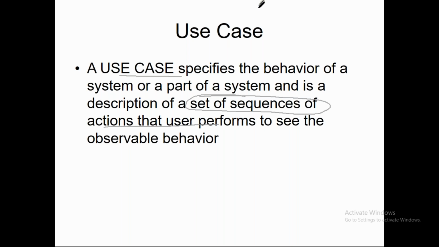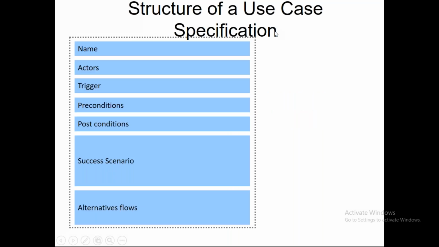When we talk about a use case, as I mentioned, it has a particular format or template. If you look here, you have the name, the actors, the trigger, the precondition, the postcondition, the success scenario, and the alternative flows.